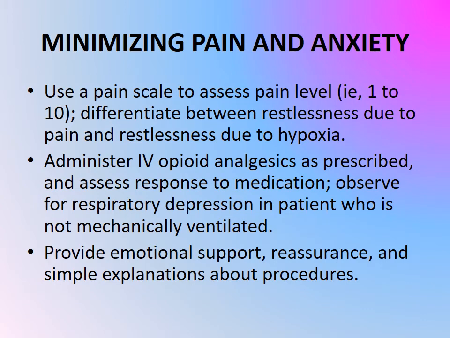Minimizing pain and anxiety. Use a pain scale to assess pain level from 1 to 10. A numerical pain scale we can use, and differentiate between restlessness due to pain and restlessness due to hypoxia. Administer opioid analgesic; diluted morphine we can administer as per doctor's order, and assess response to medication. Observe for respiratory depression in patients who are not mechanically ventilated. Always keep on providing emotional support, reassure the patient, and give a simple explanation about each procedure.